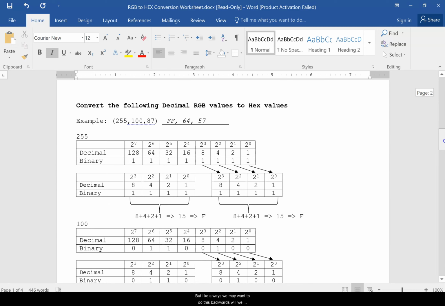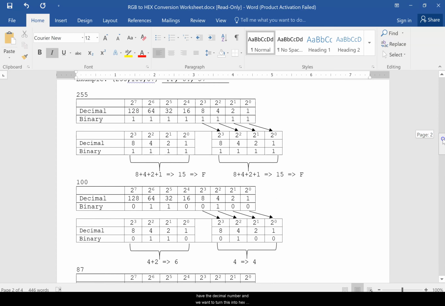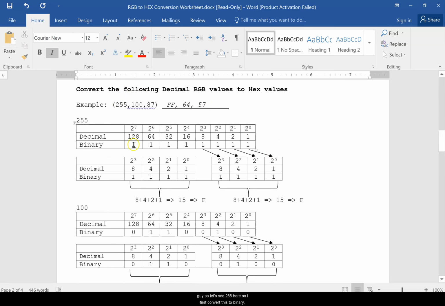But like always, we may want to do this backwards, where we have the decimal number and we want to turn this into hex. Okay, so let's see, 255 here. So I first convert this to binary. So I do 1, 2, 4, 8, 16, 32, 64, 128, and so 128 is in 255, so I put that there. And basically, if you add it all up, you would get this right here: 1, 1, 1, 1, 1, 1, 1, 1.